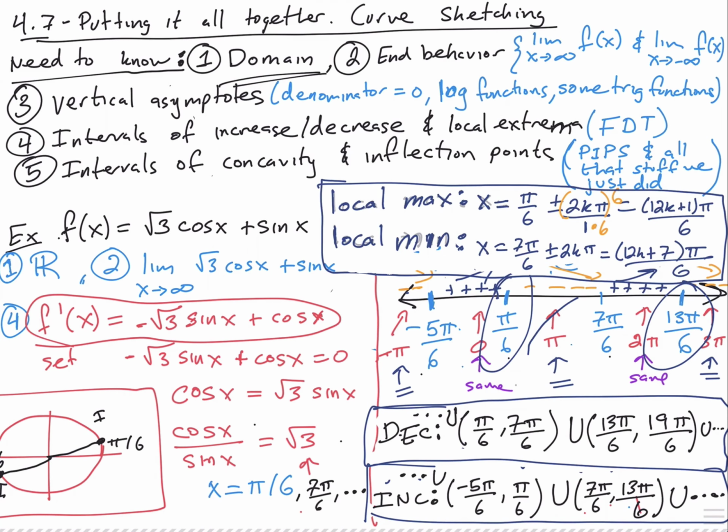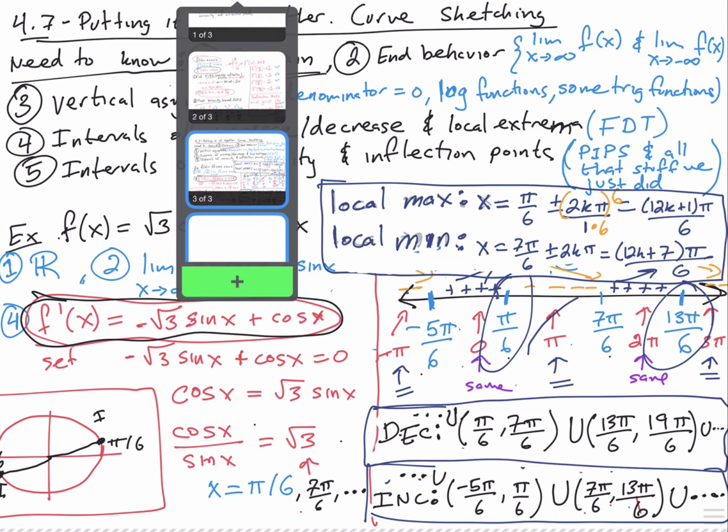Let's go open up a new page here. So this is my first derivative, right? So we're going to get the second derivative. So what would that be? Step 5. So the second derivative is going to be root 3 cosine x minus sine x. Is it positive root 3 cosine x or negative? Positive. Okay. Sure?